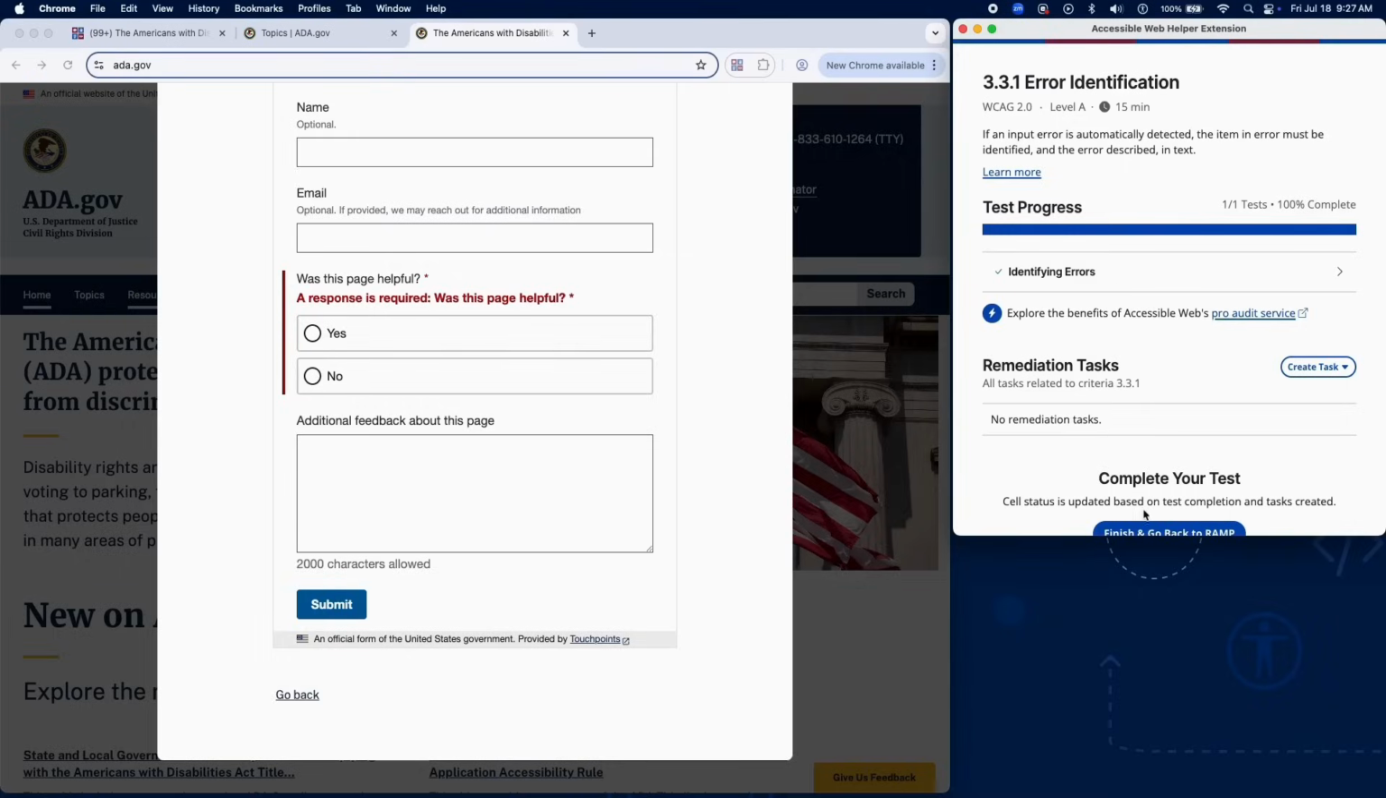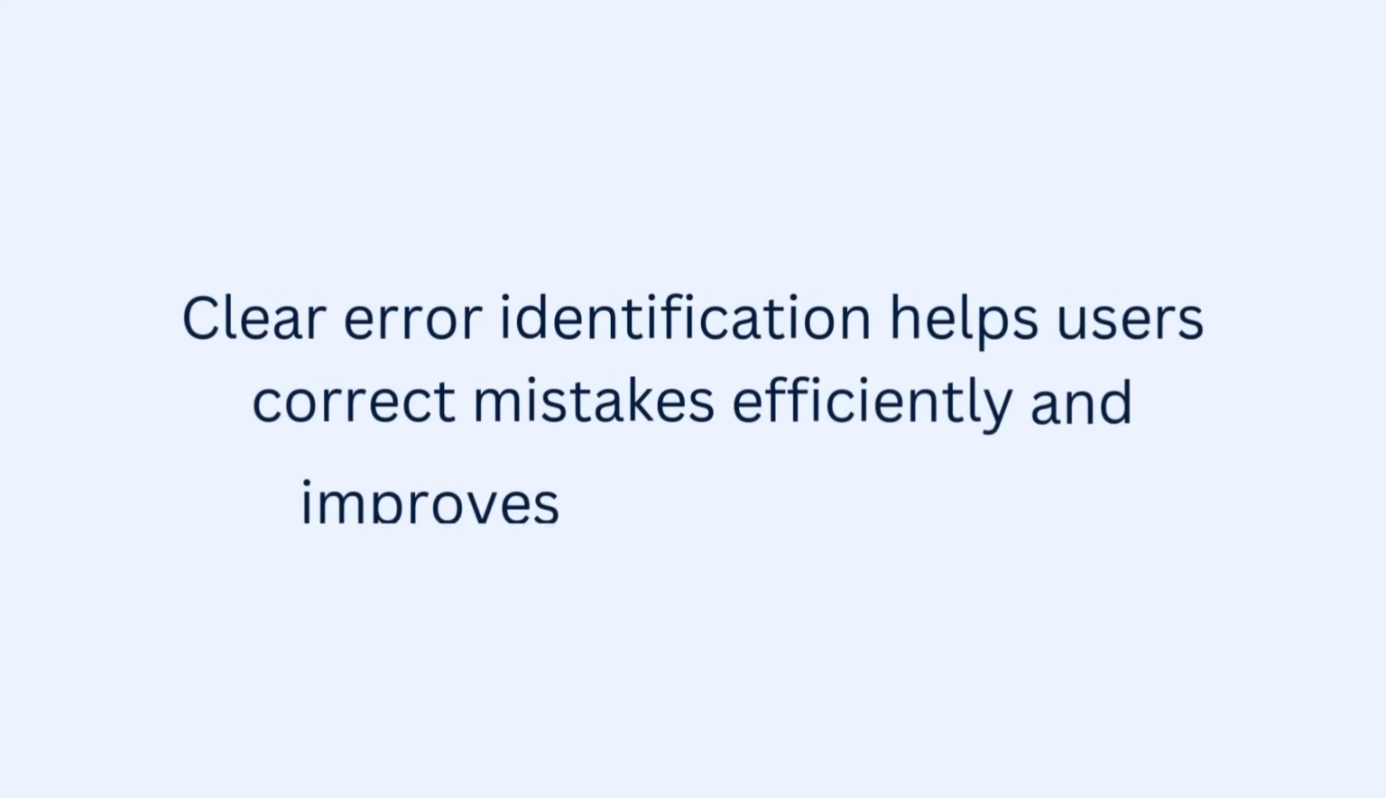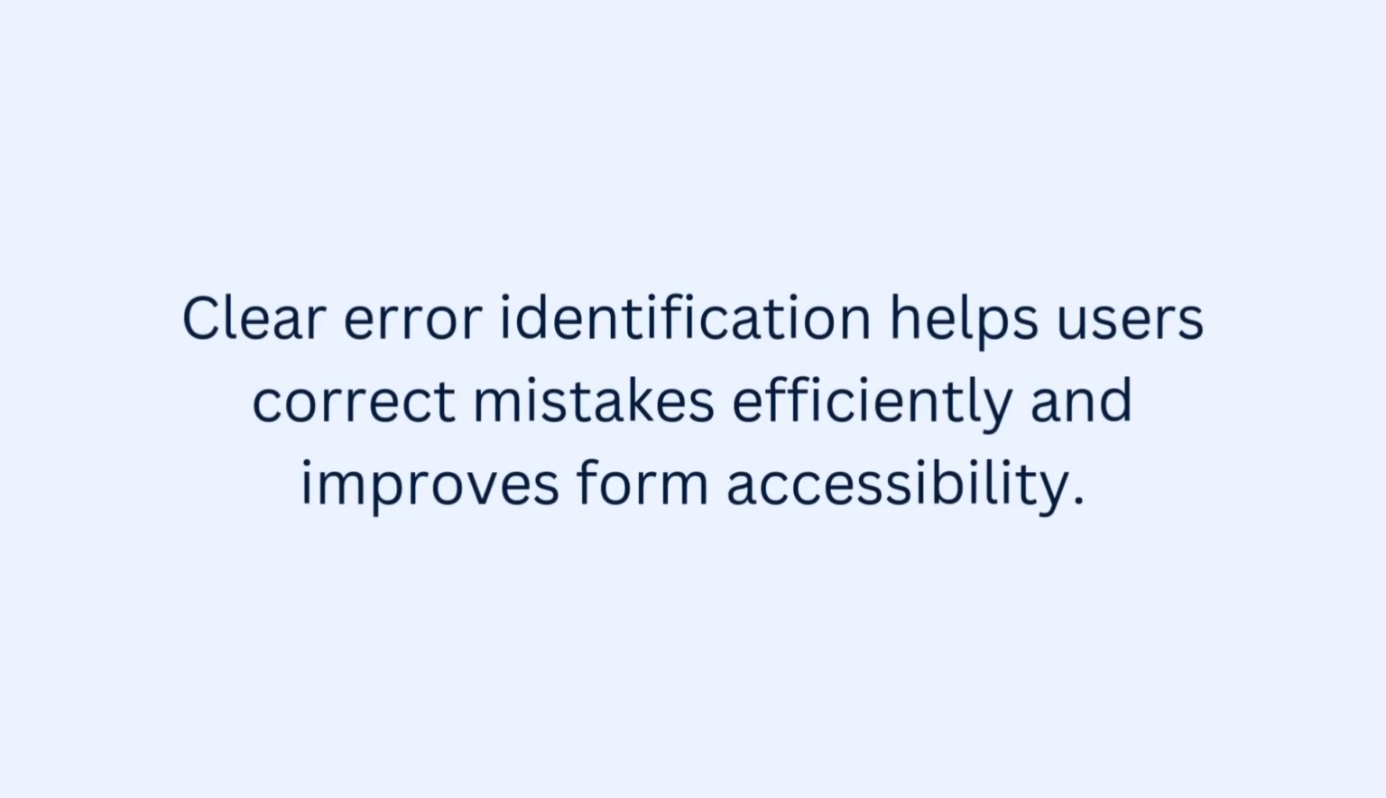And that wraps up testing for Success Criterion 3.3.1 using RAMP's Audit Grid and Chrome extension. Clear error identification helps users correct mistakes efficiently and improves form accessibility.